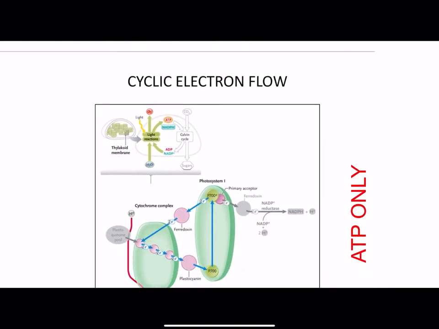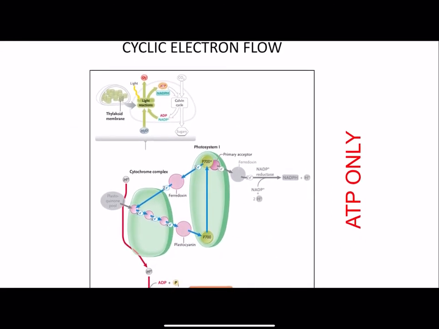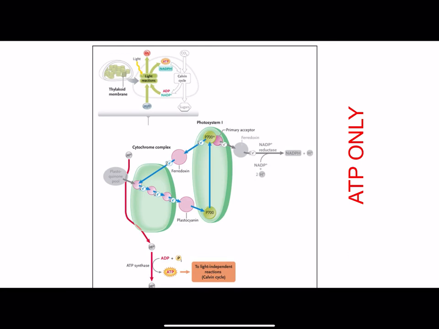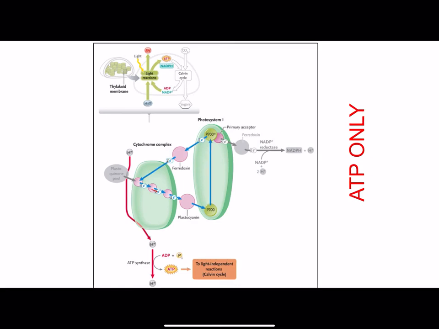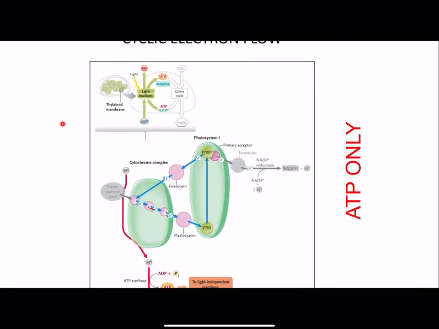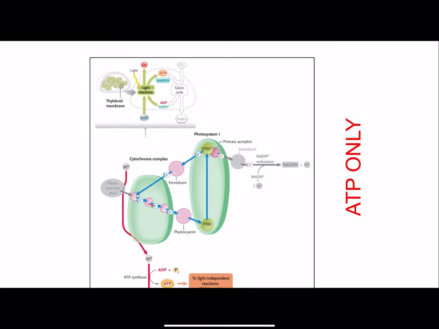With cyclic photophosphorylation, we're actually going to circle back. So we're going to go through photosystem 2, and we will get to photosystem 1, but we don't have any NADP plus available. So when we get re-excited in photosystem 1, we are going to send the electrons back to photosystem 2.